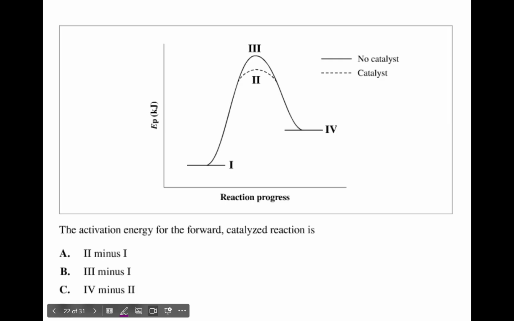So we got to activation energy. When I'm looking at this and just looking at the catalyzed reaction, all catalysts do is lower that activation energy. So if it's asking for the activation energy of the catalyzed reaction, you want from the reactants to the top of the hill. So that would be the distance between 2 and 1.